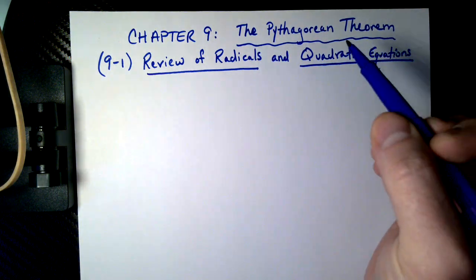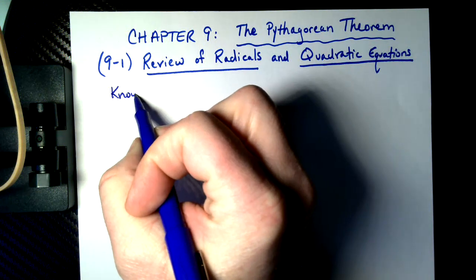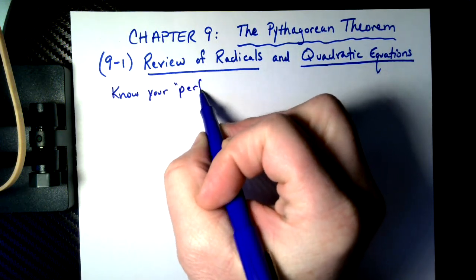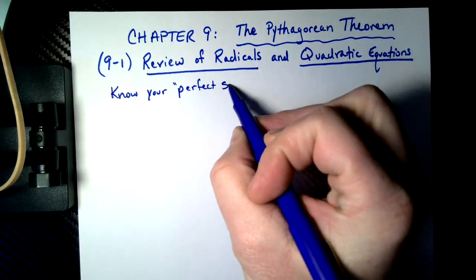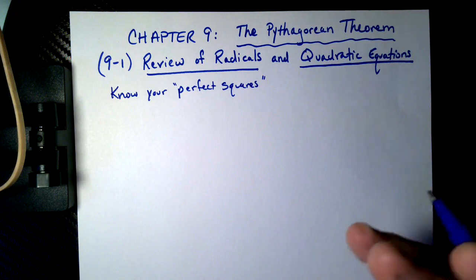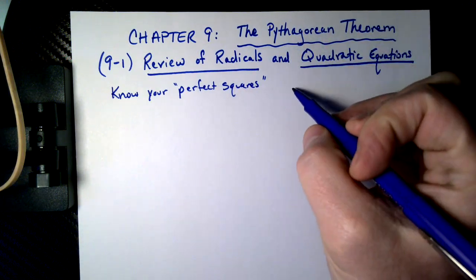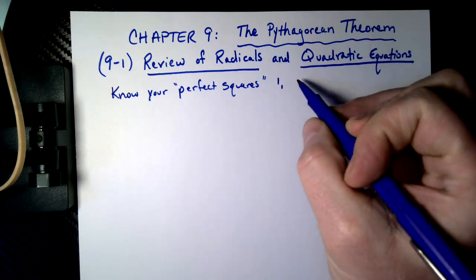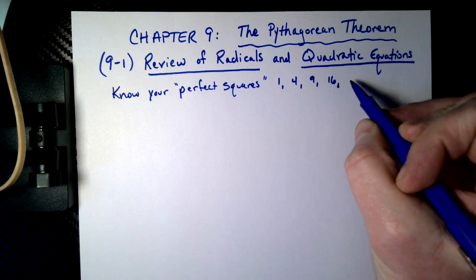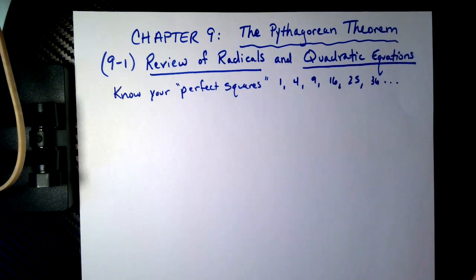So 9-1 is a section. We've got to know your perfect squares. You need to have the early perfect squares memorized. These are numbers that have even square roots. They square root and they come out evenly. So 1 is the lowest one, then 4, and then 9, and then 16, and then 25, and then 36, and keep going and going.